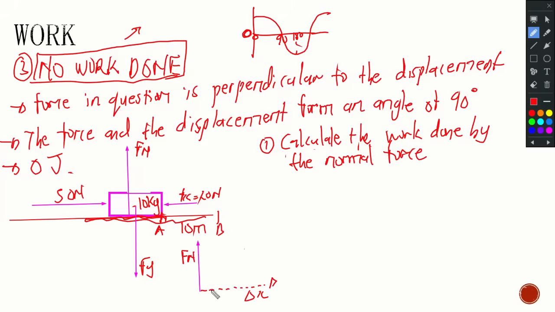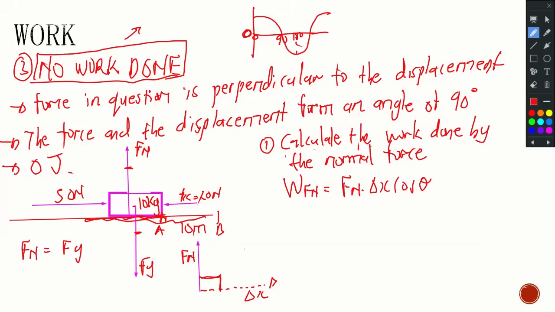Now the normal force and the displacement, again, they form an angle of 90 degrees because they're perpendicular to each other. So we'll say work done by the normal force is equals to what? The normal force, delta x, and then cos theta, right? But then looking at this, we can see that obviously this is moving horizontally and the force applied has been applied horizontally as well. So we can now see that the normal force must be equals to Fg.